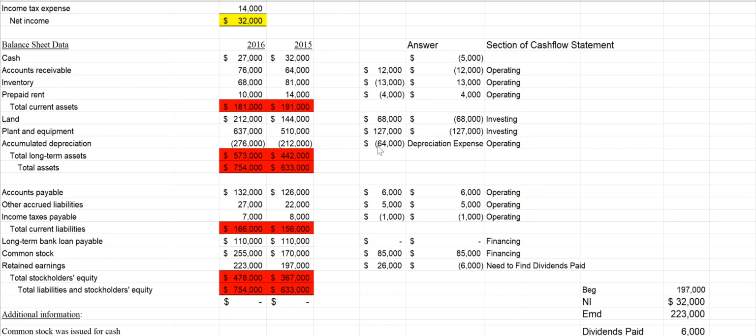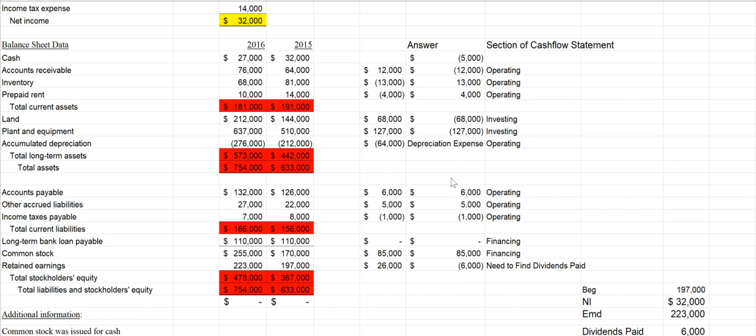I've already accounted for this $64,000. That's my depreciation expense. So I'm not going to account for that again. I accounted for that. I picked that up from my income statement. So ignore this one. Then my other liabilities, current liabilities, are all under operating.